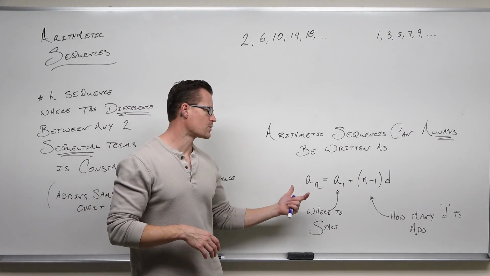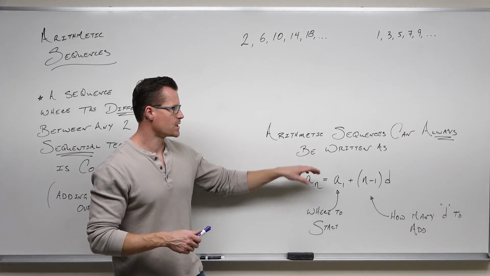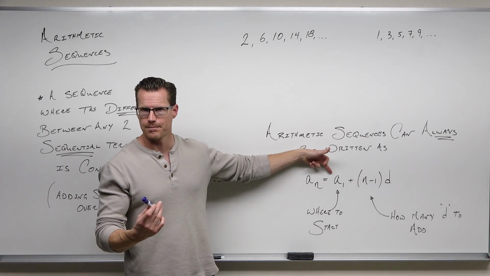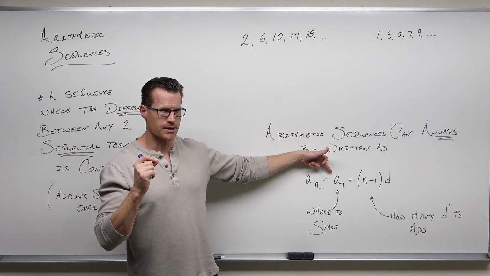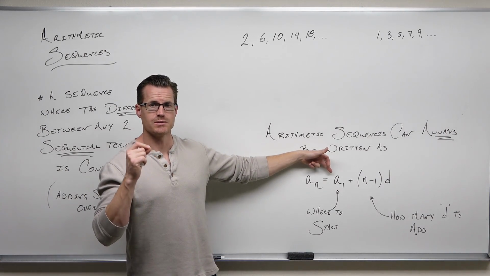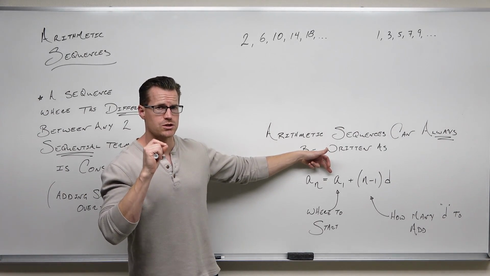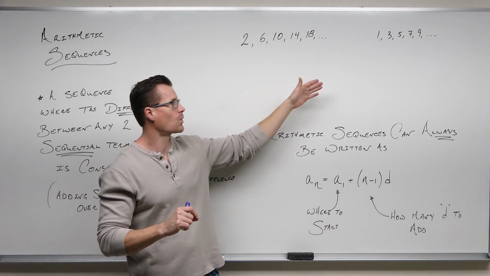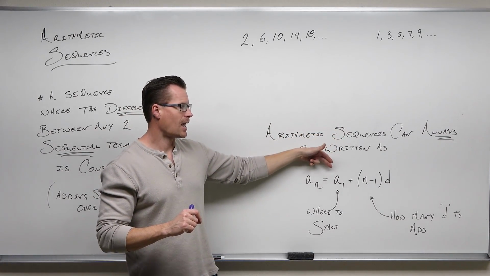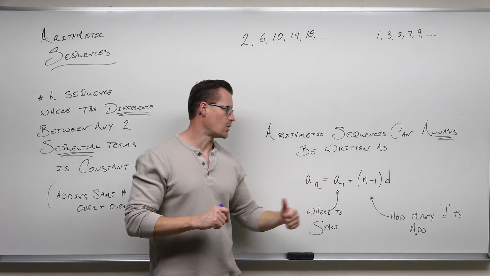They can always be written as a sub n equals a sub 1. What is that? Well, that's the first term. You do need a starting spot for arithmetic sequences to be structured appropriately. You need to know where you start. So find your first term. It should be like 2 or 1, that's that example. And then n minus 1 times d.